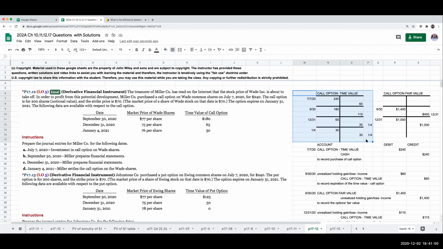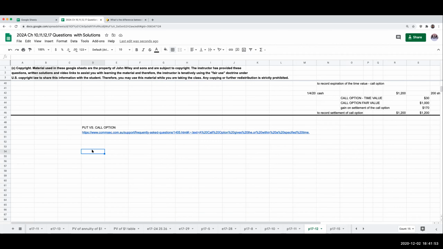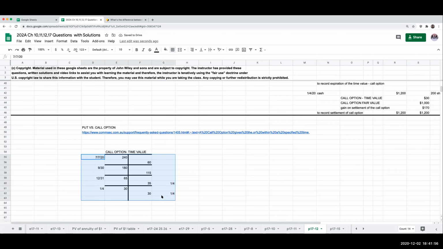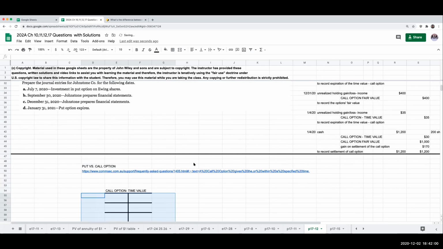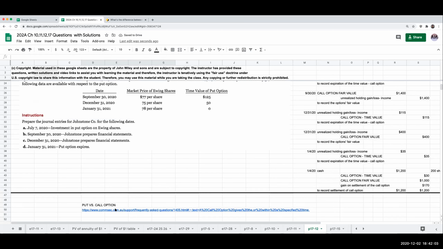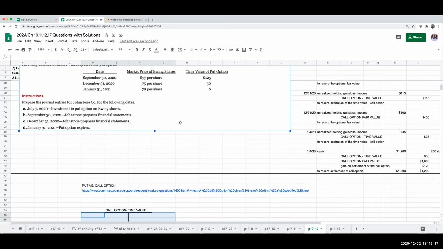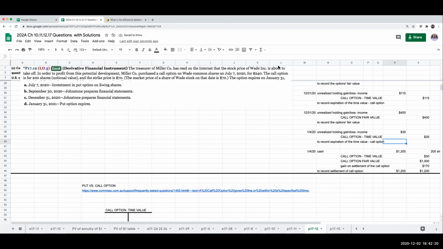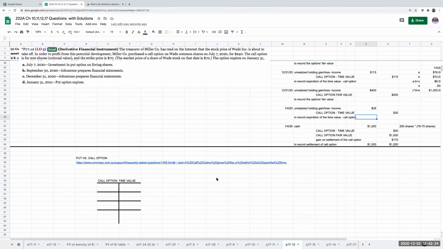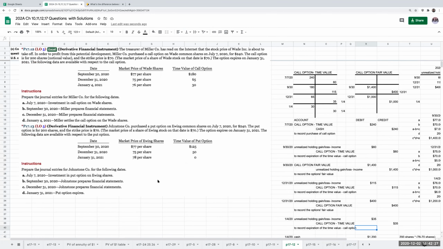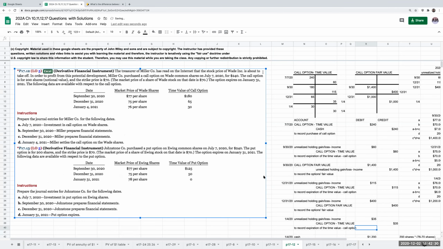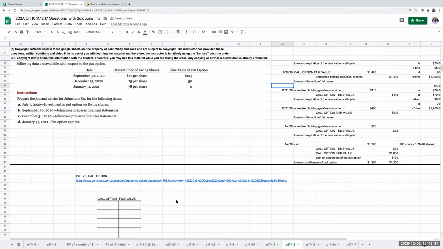Okay, so I have over here my call option time value, and this is 1713. Let's take a look here. So I purchased a put option for 240. Strike price is 70. Option expires on January 31st, 2021. Let's just make this bigger. Okay. So right over here, I paid 240 on literally the same date.